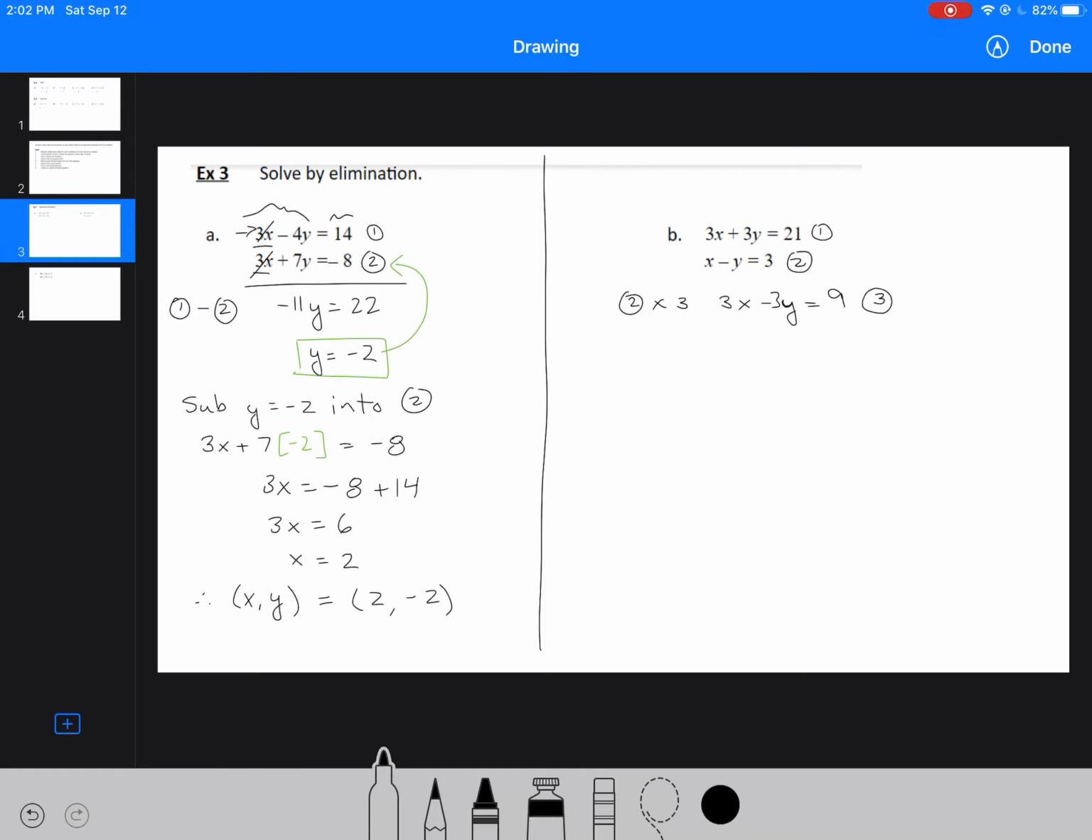And this is my third equation. Okay, so I'm going to write my first equation underneath, 3x plus 3y equals 21. This is my first equation.